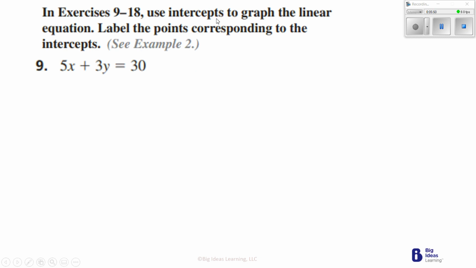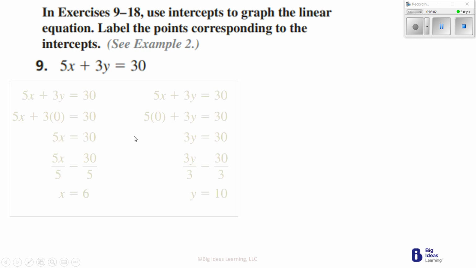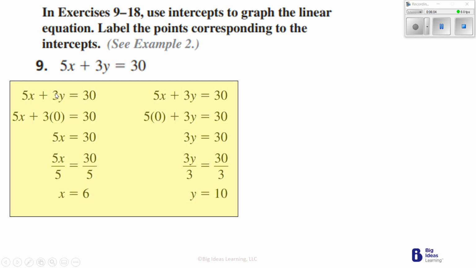Number 9 through 18 says interpret the graph. Use intercepts to graph the linear equation. Label the points corresponding. So we're going to use intercepts to graph the linear equation. First I'm going to put x or y to 0, which gives me 5x equals 30. When I divide by 5, 30 divided by 5 will give me 6, so x is 6. It will also give me my y, because when I put x to 0, that gives me 3y equals 30, and 30 divided by 3 will give me 10.